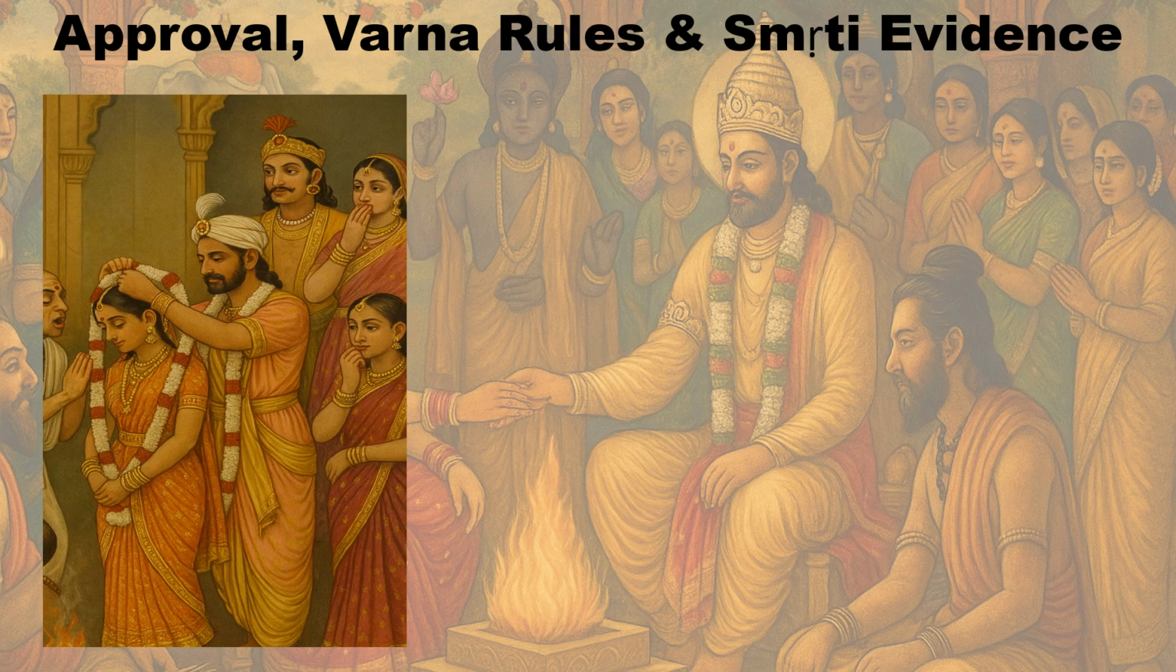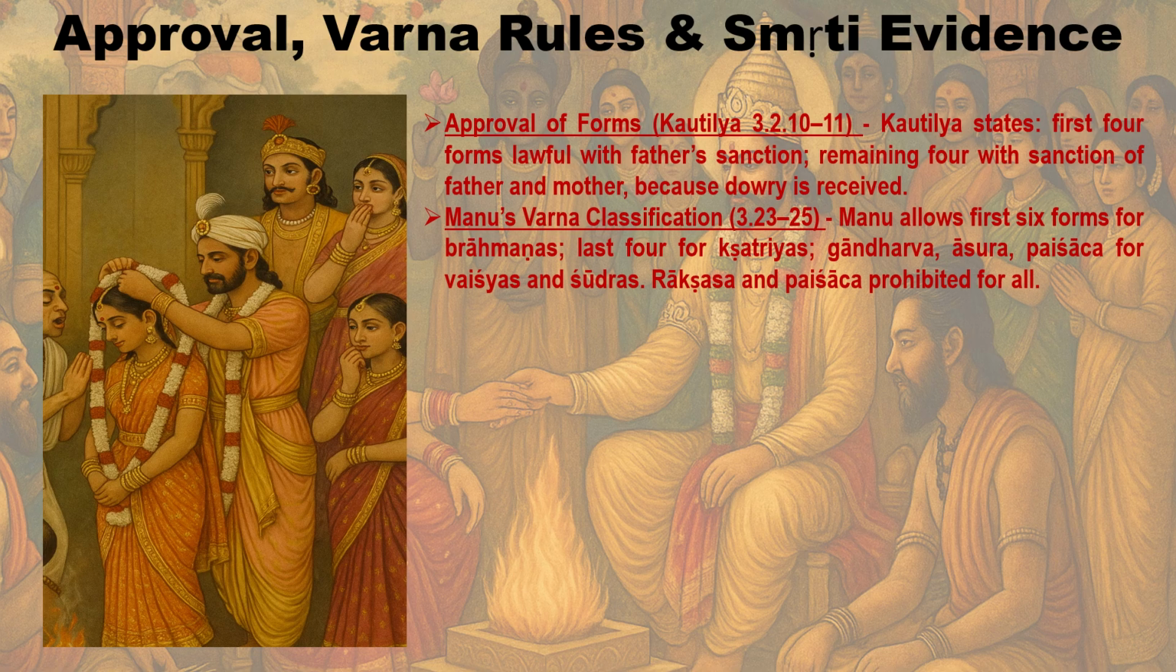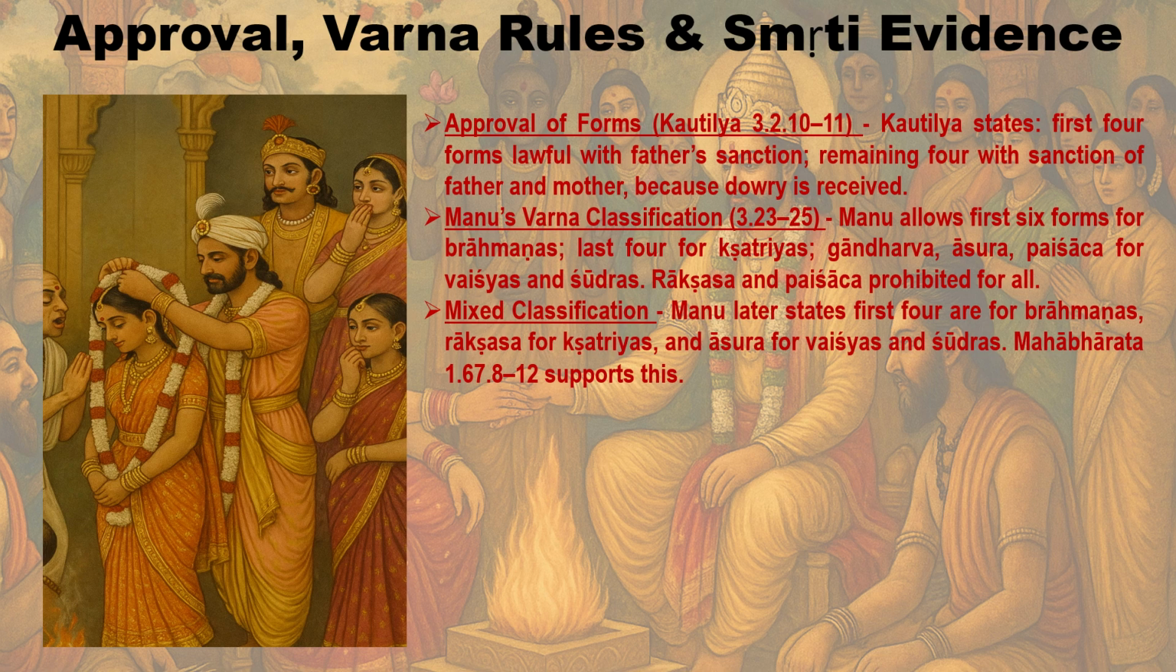Approval, Varna rules, and Smriti evidence. Kautilya states the first 4 forms are lawful with the father's sanction, the remaining 4 with the sanction of father and mother because dowry is received. Manu allows the first 6 forms for Brahmanas, the last 4 for Kshatriyas, Gandharva, Ashura and Pishacha for Vaishyas and Shudras, Rakshasa and Pishacha prohibited for all. Manu later states the first four are for the Brahmanas, Rakshasa for Kshatriyas, and Ashura for Vaishyas and Shudras. Mahabharata supports this.